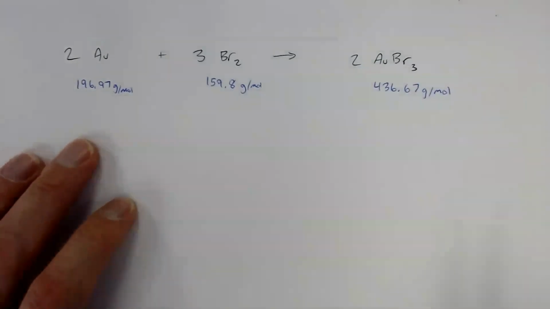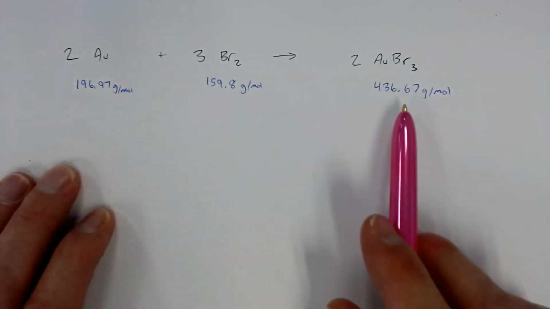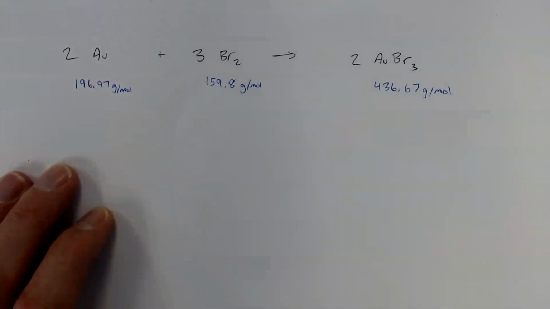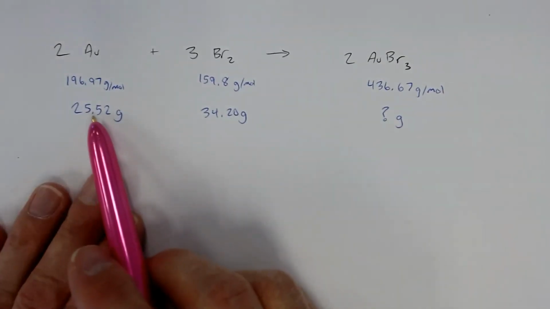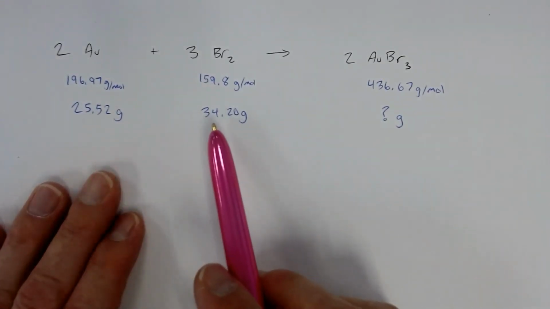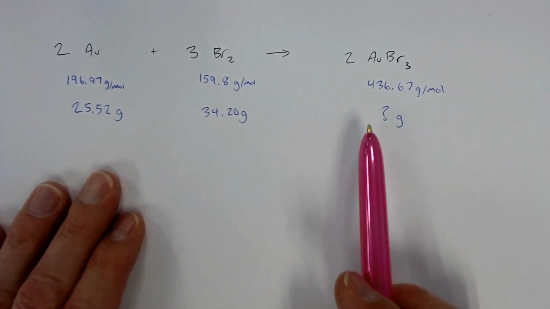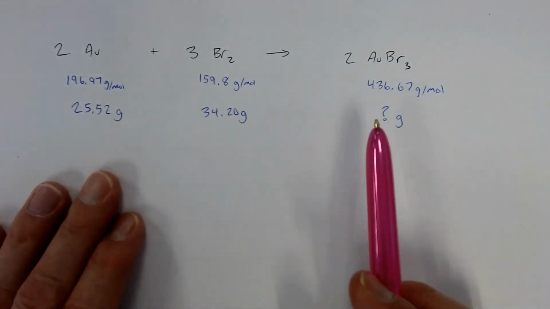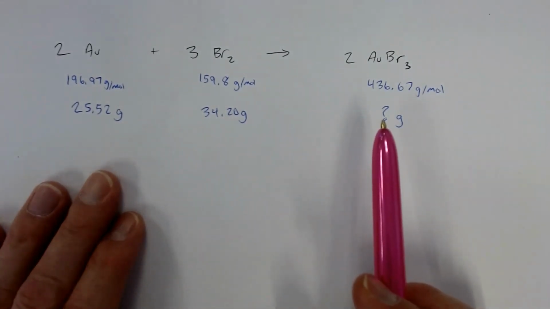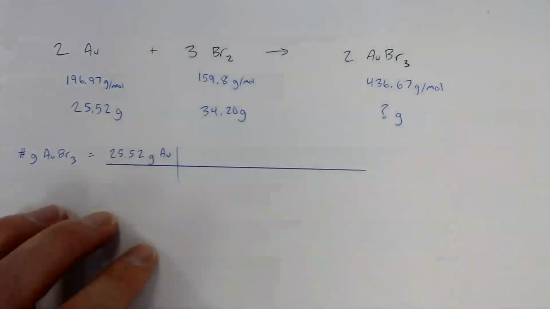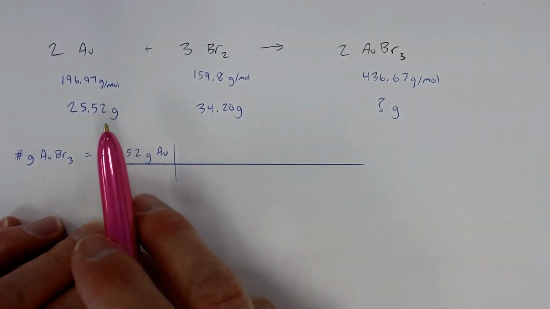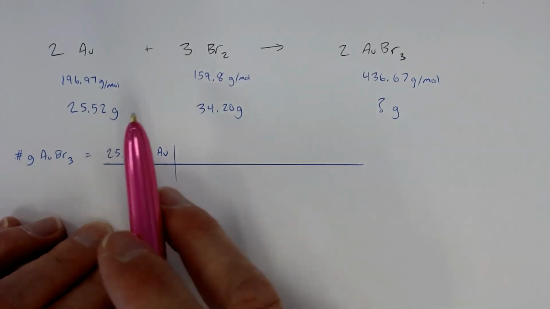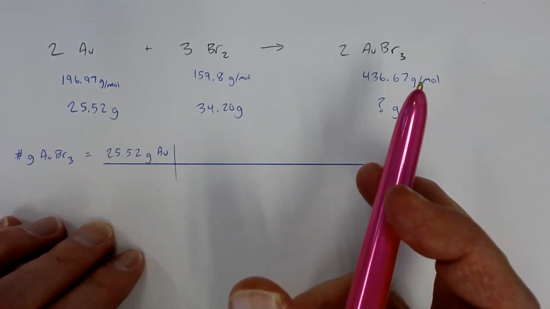Okay, so I have from the periodic table, I've put in the molar mass of each of these elements or compounds, and now I'm going to provide the information that we need to start this problem. All right, so we have 25.52 grams of gold combined with 34.20 grams of bromine. And we want to figure out the limiting reactant and then how many grams of gold bromide are going to be produced. First step in that process is I'm going to figure out if I had 25.52 grams of gold, how many grams of gold 3 bromide would I produce?